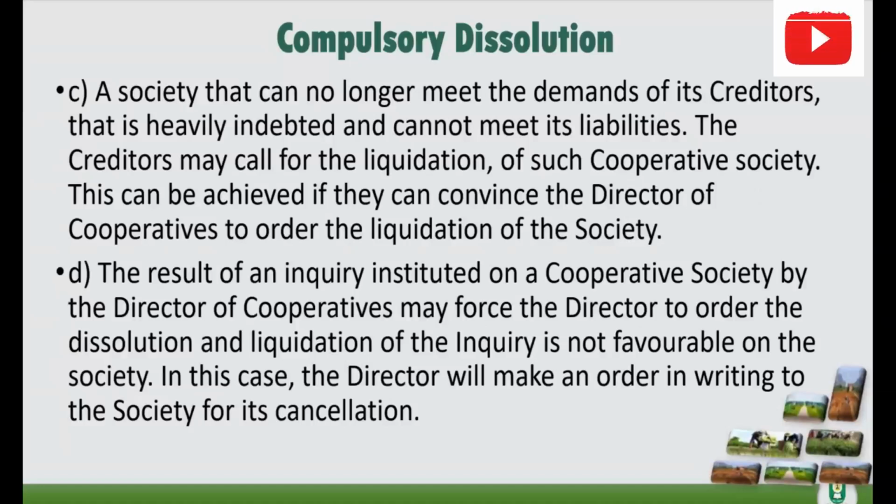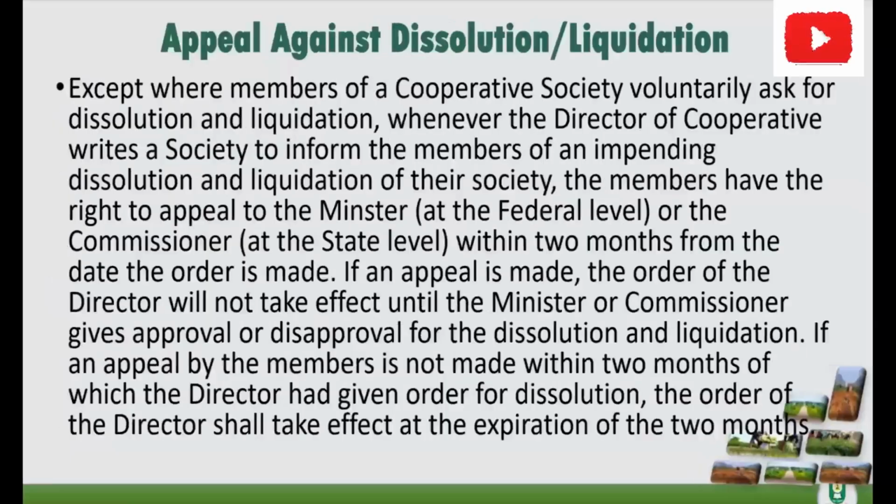Now, when such dissolution happens, there is what we call appeal against such dissolution and liquidation. Except where members of a cooperative society voluntarily ask for dissolution and liquidation, whenever the director of cooperatives writes to a society to inform the members of an impending dissolution and liquidation of their society, the members have the right to appeal to the minister at the federal level, and if it's at the state level, to the commissioner, within 2 months from the date the order is made.